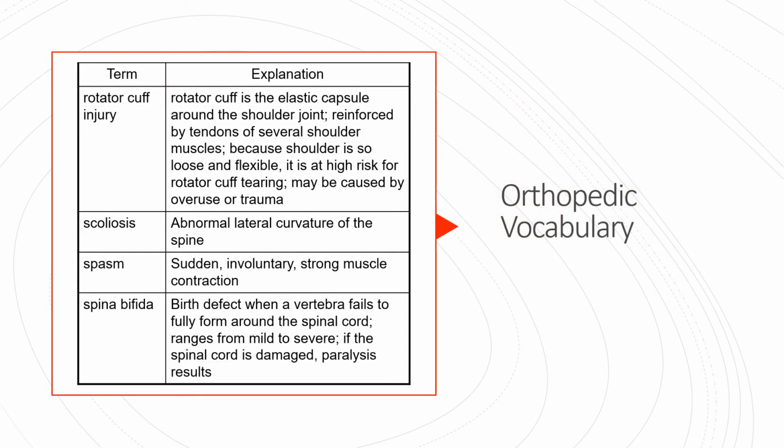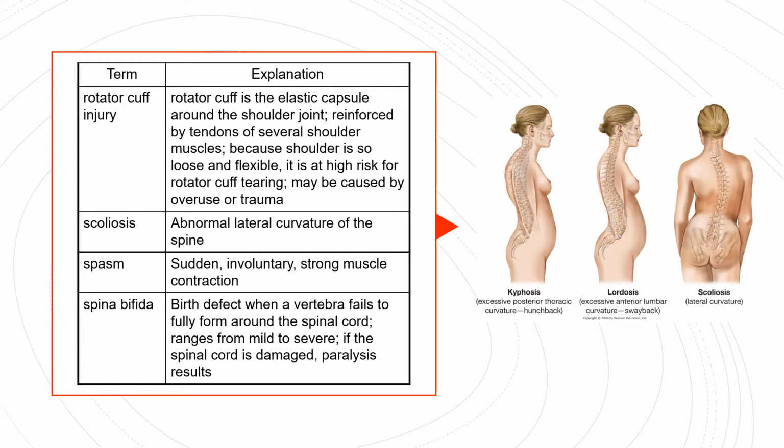A rotator cuff injury may be caused by overuse or trauma. The rotator cuff is the elastic capsule that surrounds the shoulder joint, and this is reinforced by tendons of several shoulder muscles. Because the shoulder is so loose and flexible, it's at high risk for rotator cuff tearing. Scoliosis is the abnormal lateral curvature of the spine. If you look here, the third figure on the right shows scoliosis.